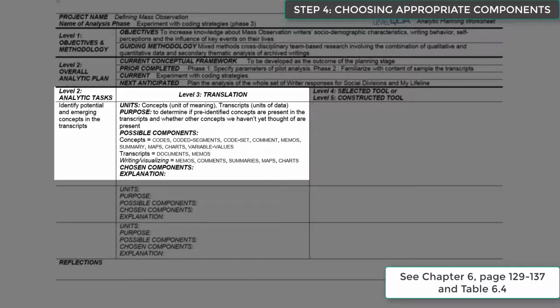The explanation area is designed to keep notes about why the choices were made. This will be especially helpful the first few times you go through the process, but of course you can choose to stop writing these explanations once you've got the hang of translation.